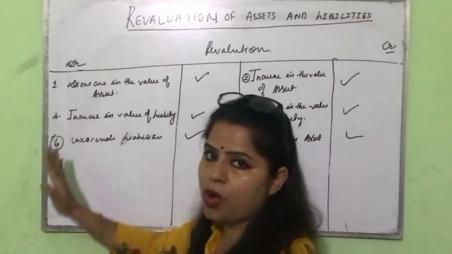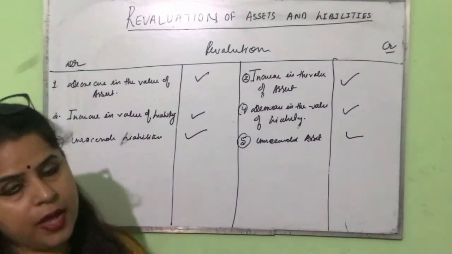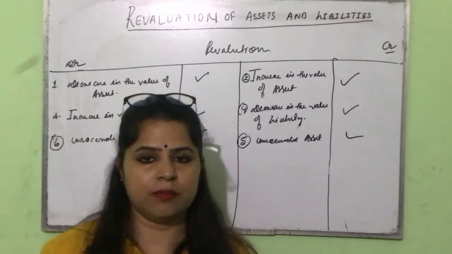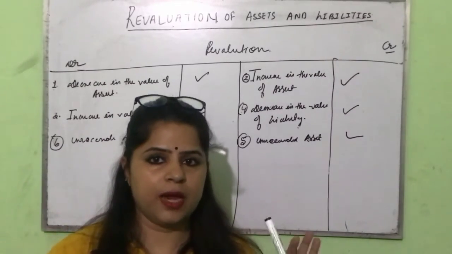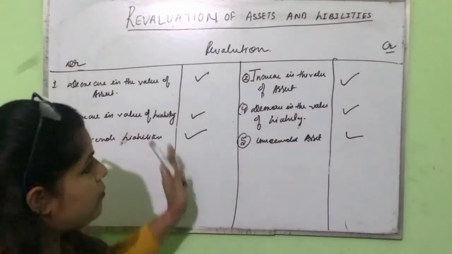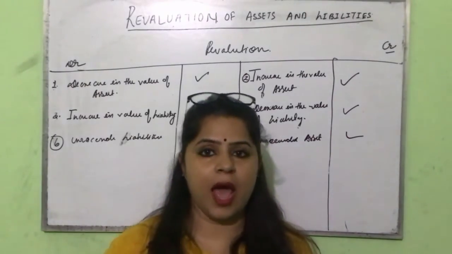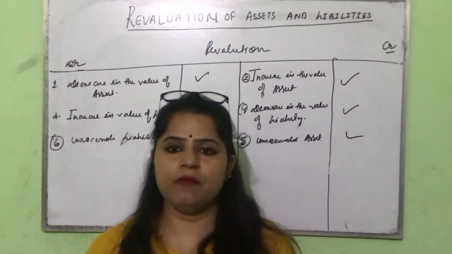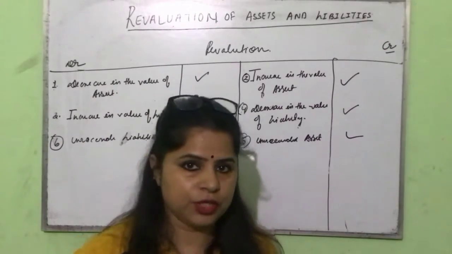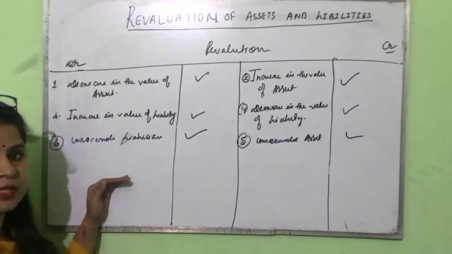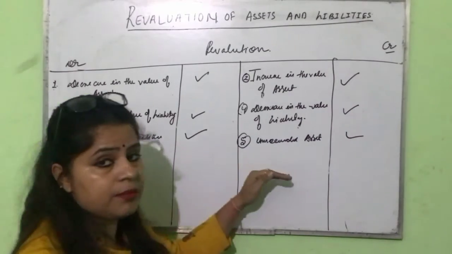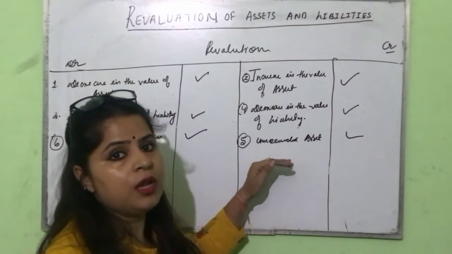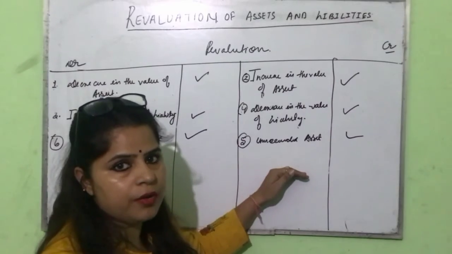After recording all the information, we will follow the double entry system. And double entry system says what? Both sides must be equal. So when I close this revaluation account, I will get profit on revaluation or loss on revaluation. If the difference comes on this side, it will be called profit. And if the difference comes on this side, then it will be called loss on revaluation.